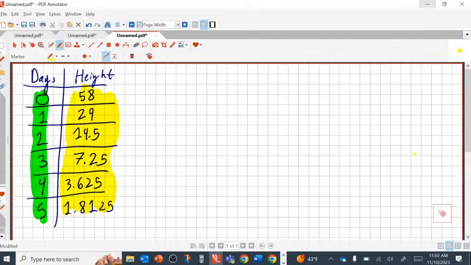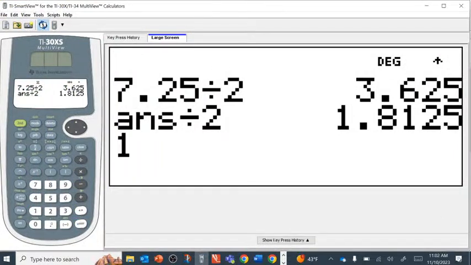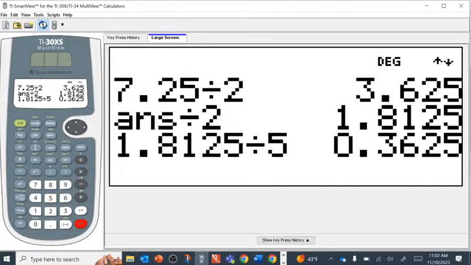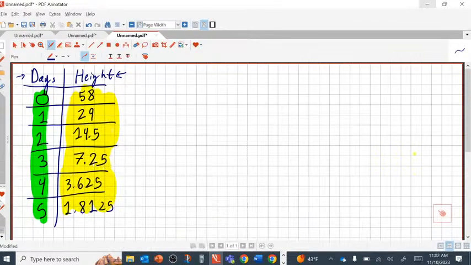There's also someone out there, I didn't catch who, but you can check this. Guys, this height right here is what we would call our dependent variable, and our days is our independent variable. If you actually divide them, like 1.8125 divided by 5, it's 0.3625. That is 5 times 0.3625 would give me that.